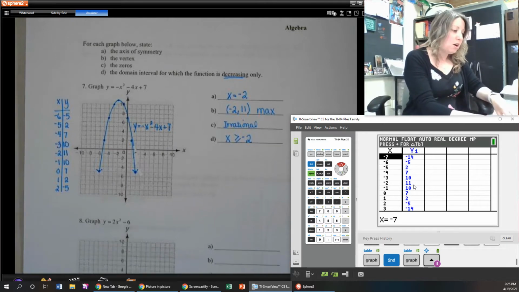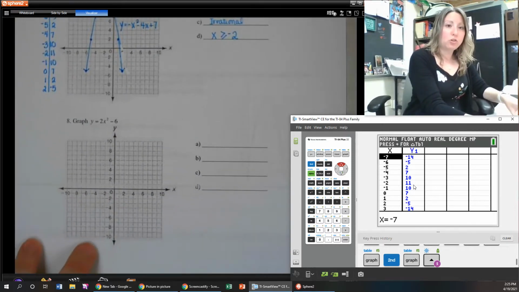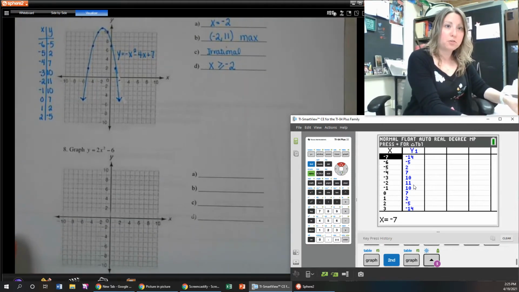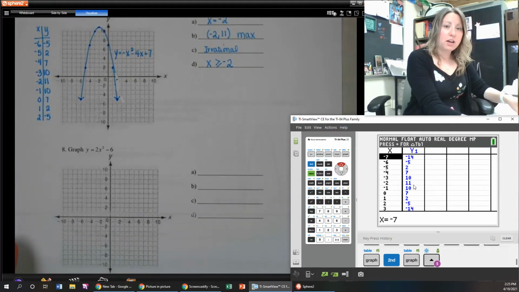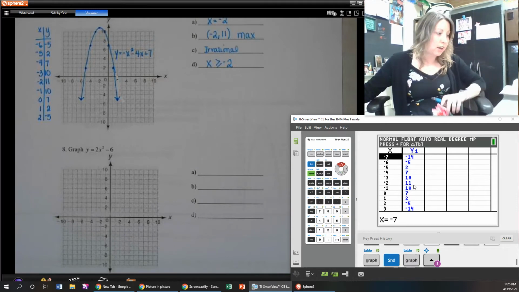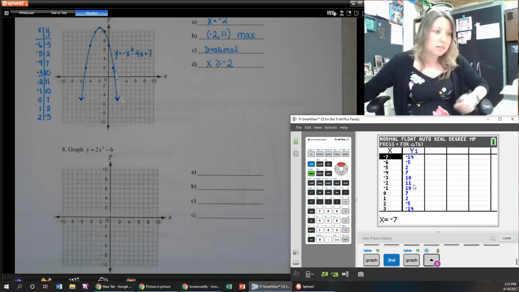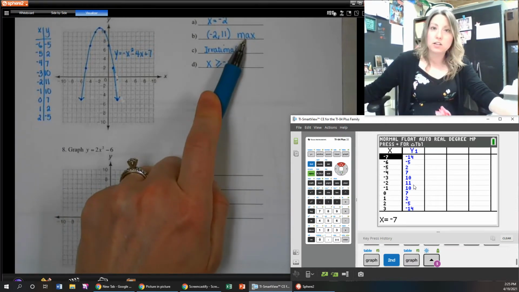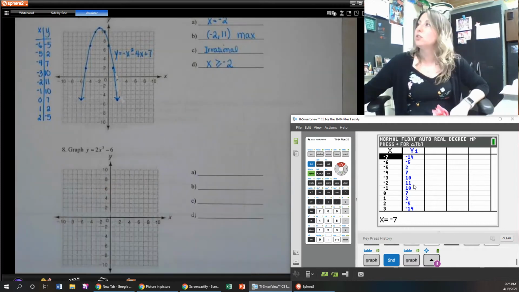So I will pause right here and have you do the same stuff on number 8. And again, just look at your paper and make sure you know what each line A, B, C, and D is. When you do the vertex, include max or min just to be safe, right? And we will be right back with an answer.